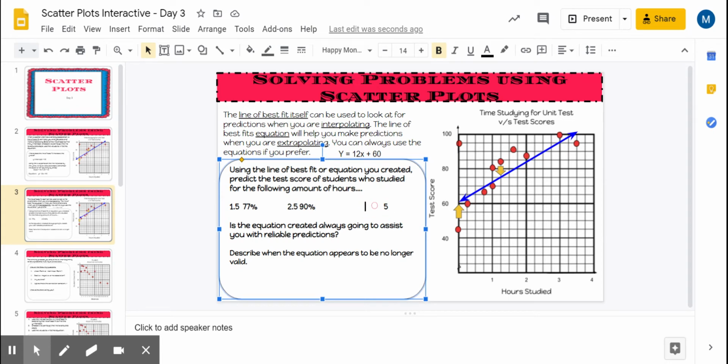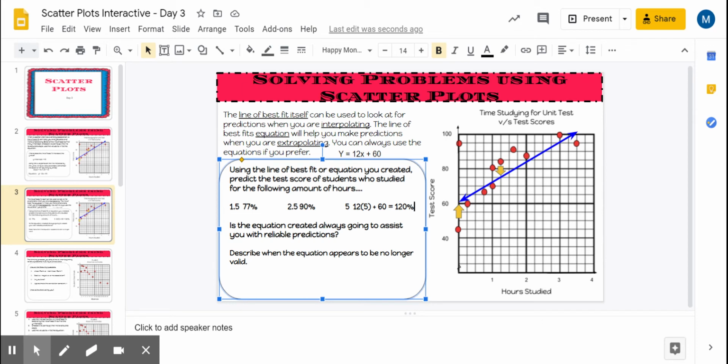So here's where we extrapolate because 5 hours didn't make it onto the chart. So what we would need to do would be to use the equation. I'm going to give some space here, see if you can fit this in or not. But here's how we use the equation. If I know that somebody studied 5 hours, I would use my equation and say 12 times 5 plus 60 equals, and then I just punch it in my calculator, 12 times 5 plus 60 equals 120%. Does that answer make sense?